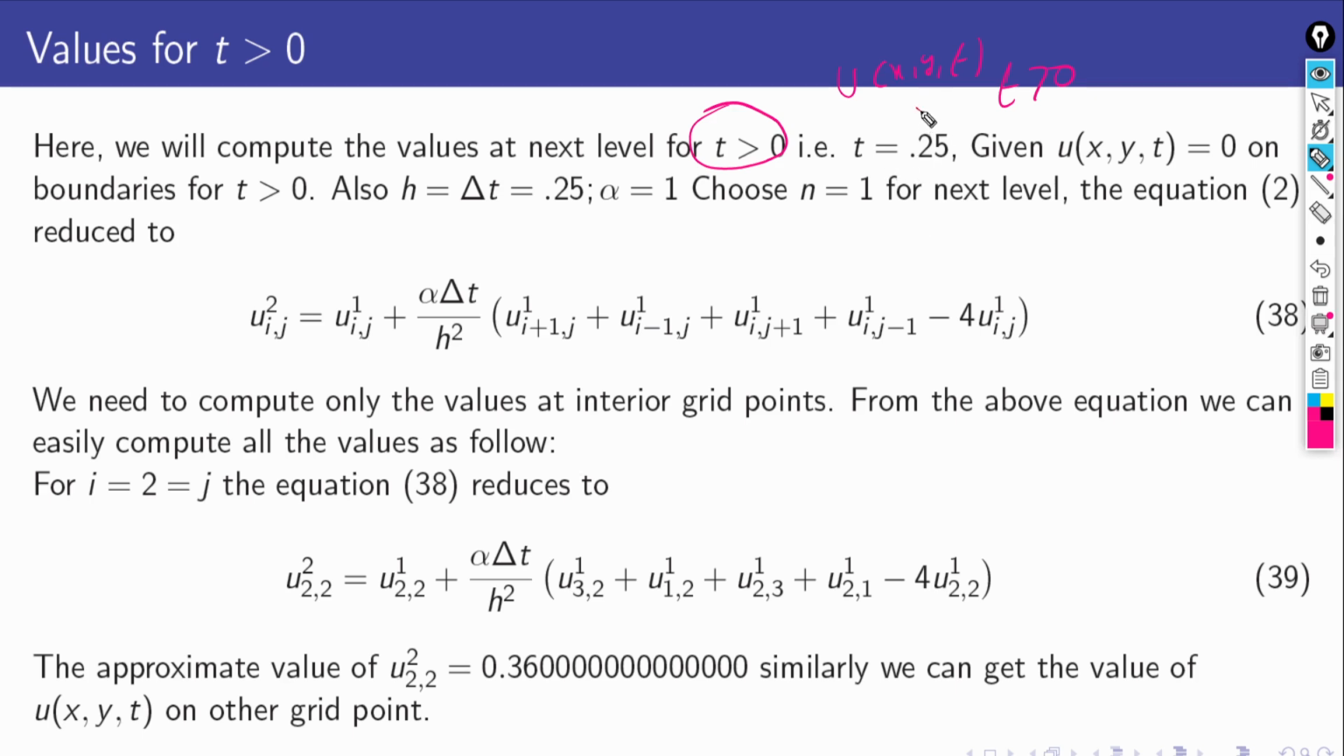Okay, and for the next level we are taking t equal to 0.25, and also you need to remember that when t is greater than 0, the boundary values will be equal to 0: u(x, y, t) = 0. Once again, you can come back to the diagram.